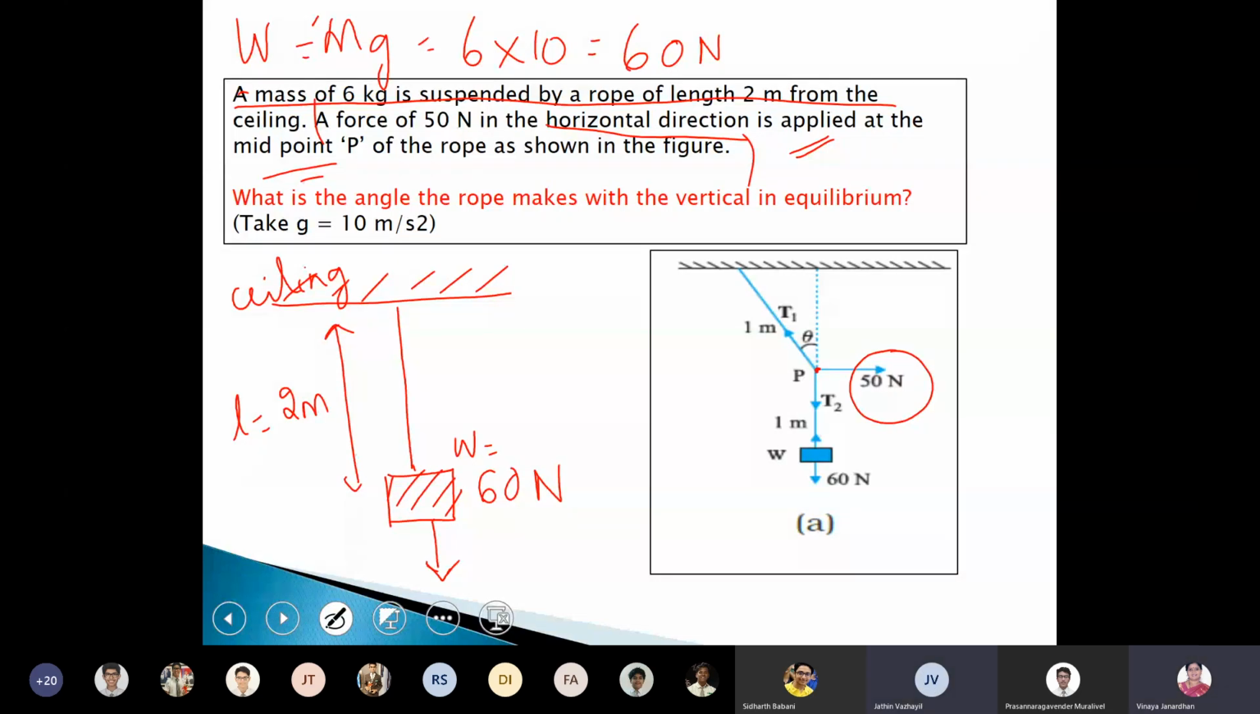What will be the other force? At point P, look at point P. At point P, there is a downward force. What is the downward force? 60 Newton. Okay, 60 Newton, fine.